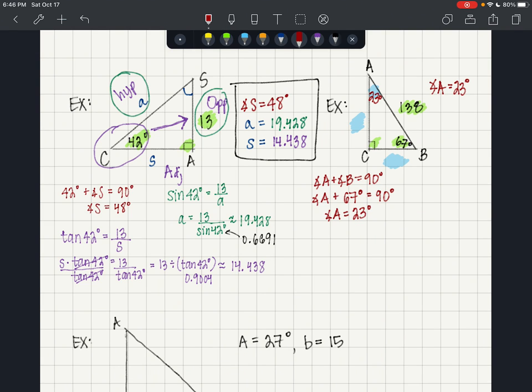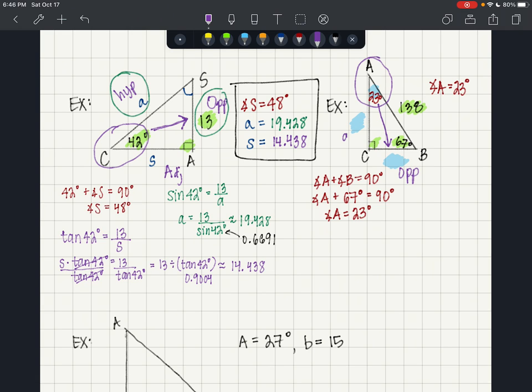Now I need to find the two legs. I'm going to use angle A as my reference angle. I'm going to draw an arrow going to the opposite side. So I could have used either acute angle as a reference angle to find my opposite and adjacent.